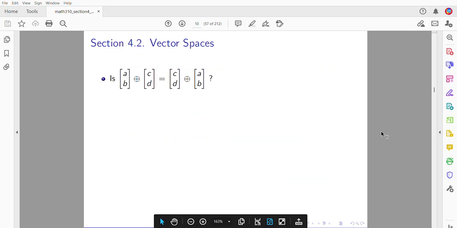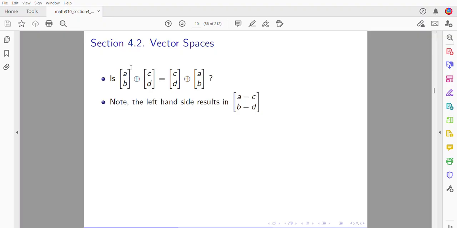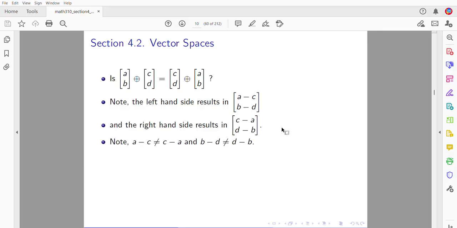Now let us check for other properties. What about commutativity of vector addition? Is that the case? So let's check. Left hand side, vector (a, b) ⊕ vector (c, d) gives us (a − c, b − d). On the right hand side, vector (c, d) ⊕ vector (a, b) gives us (c − a, d − b). Now, a − c usually is not equal to c − a. b − d is usually not equal to d − b.